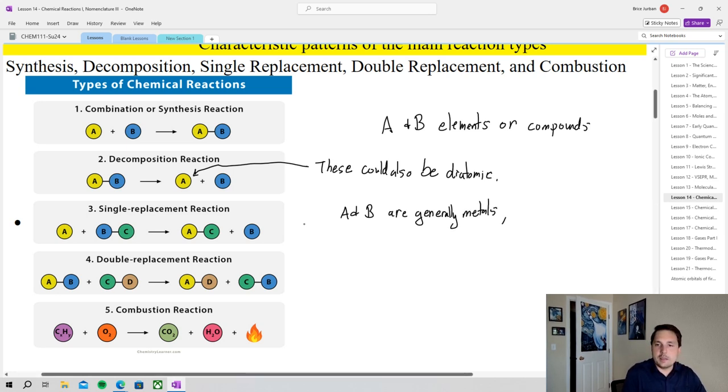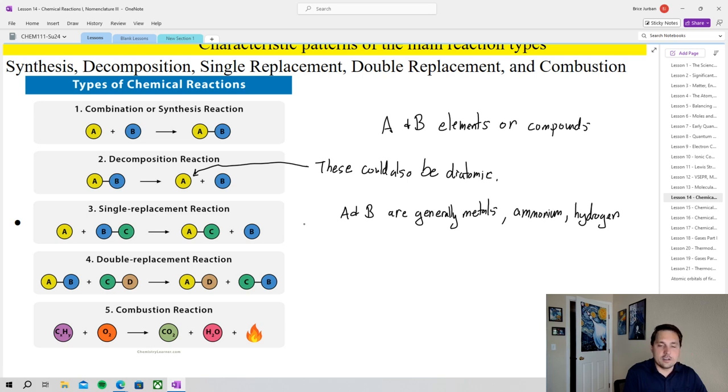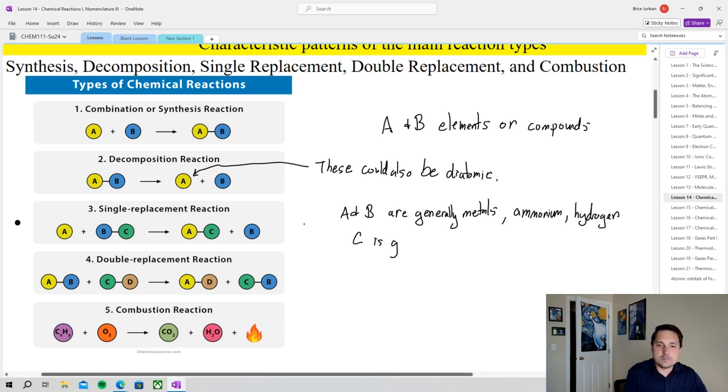And A and B are generally going to be metals. It could also be the polyatomic ion ammonium, or it could be hydrogen. And then C is generally going to be a polyatomic ion or another metal. Or, sorry, a nonmetal. We'll talk a lot about polyatomics again today, so you may have read ahead about that. So this is just a classification scheme that we're going to be using.